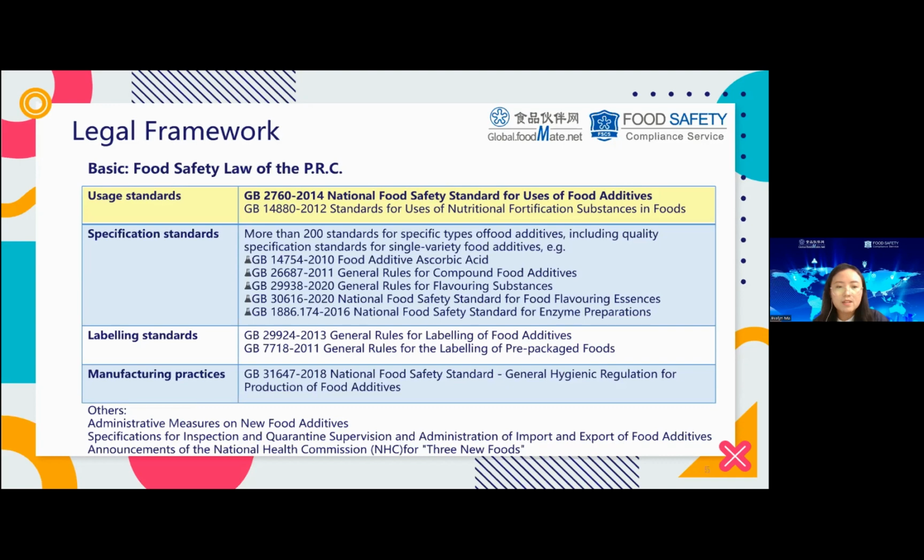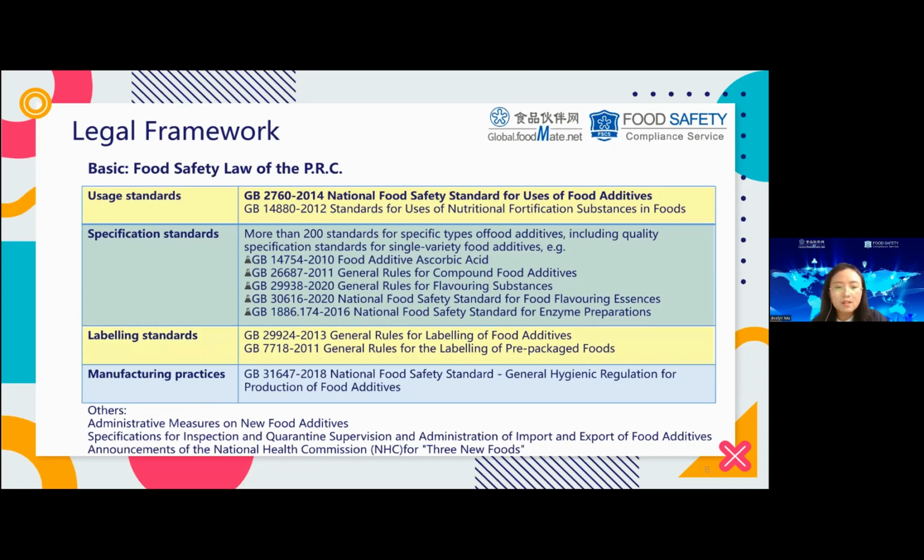And the second type of the standards for food additives is the specification standards. These standards mainly include the detailed requirements for the raw material used in the food additives, such as the sensory requirements, physical and chemical indicators. And currently, there are more than 2,000 specification standards for food additives. And here we also have the labeling standards, the GB 29924 and the GB 7718.